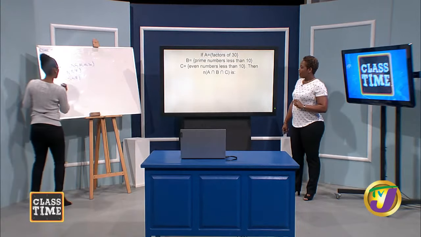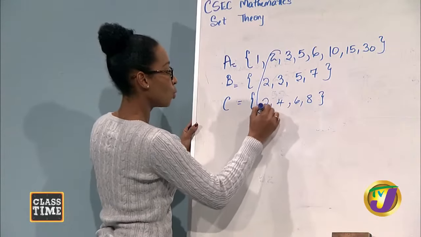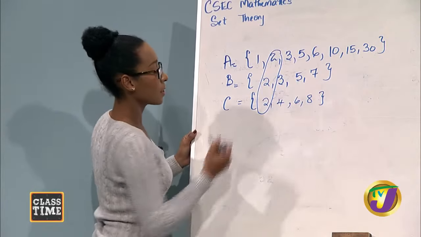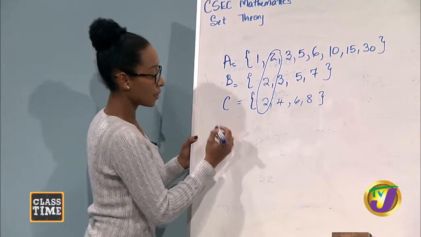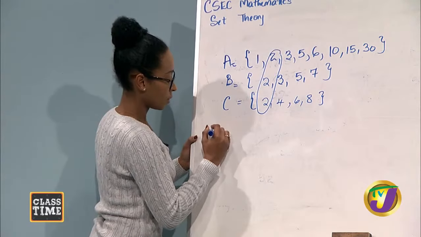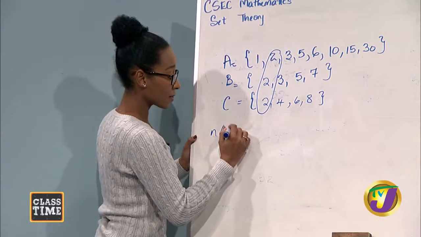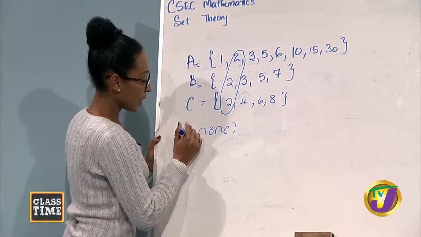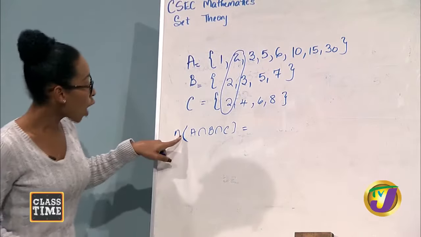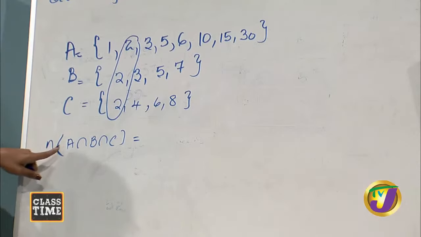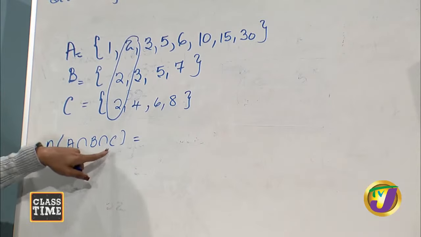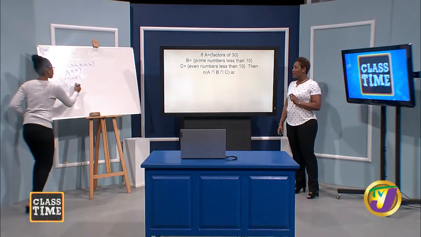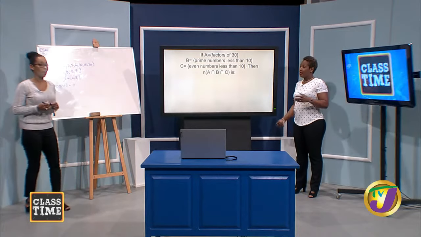So let's look here. So we have A. So 3 is in set A and B, but not in C. It says it is the number of elements in A intersect B, not intersect C. So it can't be 2. So it's just 1. So the number of elements is 1.